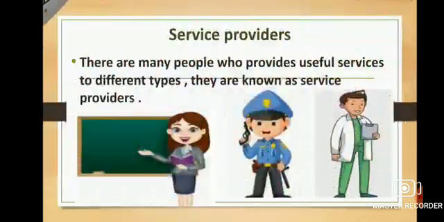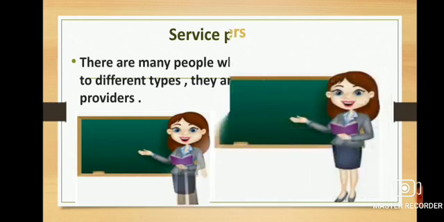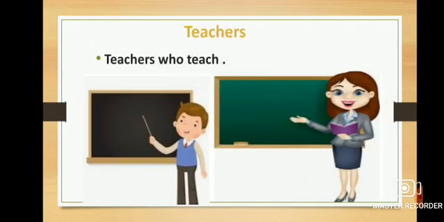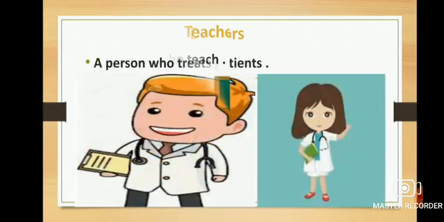Now the next category is service providers. There are many people who provide useful services to different types of people. They are known as service providers. The first one is teachers. Teachers teach us. Doctors. A person who treats patients is known as a doctor.